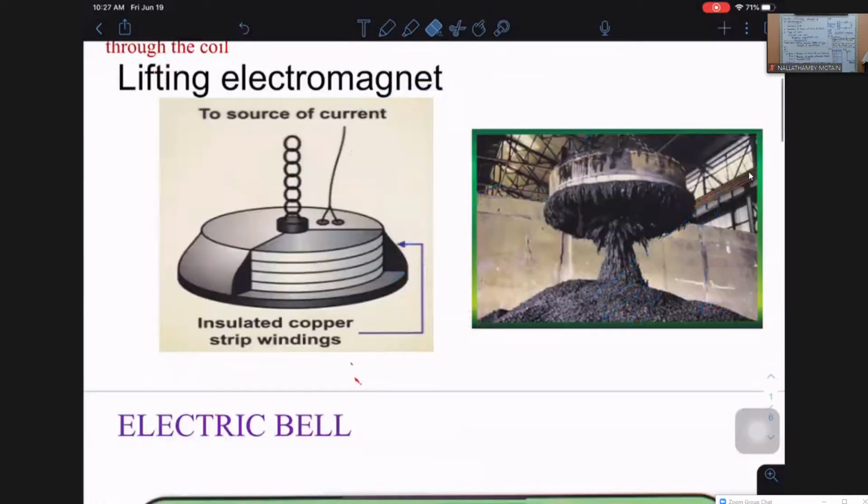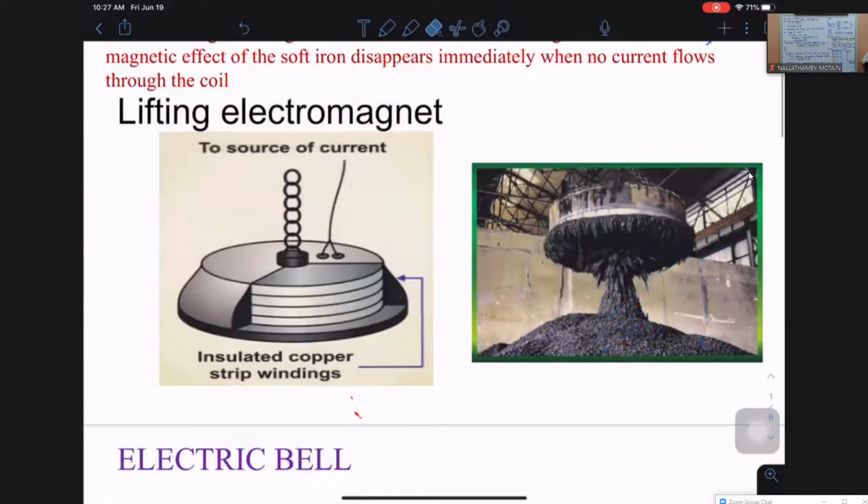Okay. Lifting electromagnet. So the idea is very simple. When the current is flowing, what happened inside over here? Got coils. They wind the coil on the soft iron core. The soft iron core is magnetized and then it will attract the metals. When the current is switched off, the soft iron core inside will lose the magnetism. It will be demagnetized. All the metals will drop.